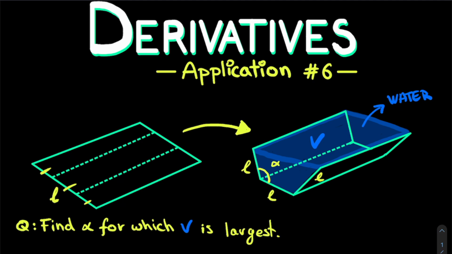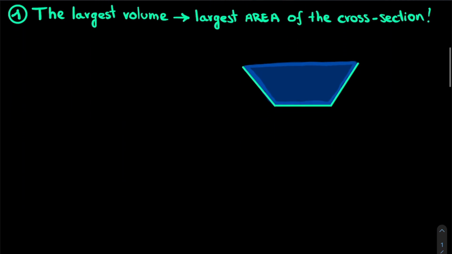Now at this point, the problem is still in 3 dimensions, because we need to find the maximal volume. And this can be quite tricky. However, we can realize that if we take a cross-section, for example, this one right here, of our volume, then we reduce the problem to 2 dimensions, because the largest volume will correspond to the shape which has the largest area of its cross-section. Thus, we have reduced the problem from finding the largest volume to finding the largest area of the cross-section, and this cross-section is a trapezoid.